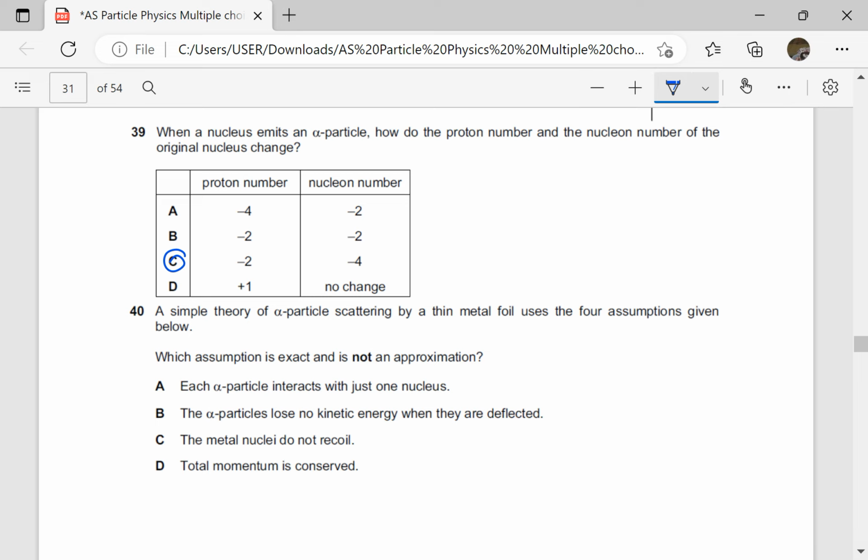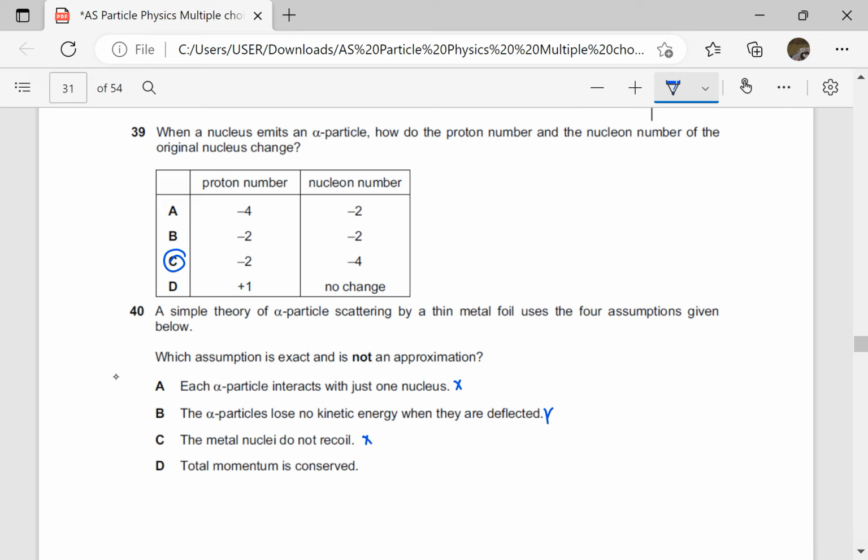Lastly, for this part, the simple theory of alpha particle scattering by a thin metal foil uses the 4 assumptions given below. Which assumption is exact and is not an approximation? Each alpha particle interacts with just one nucleus. That is just an approximation. The alpha particles lose no kinetic energy when they are deflected. That is just an approximation. It is an assumption. The metal nuclei do not recoil.